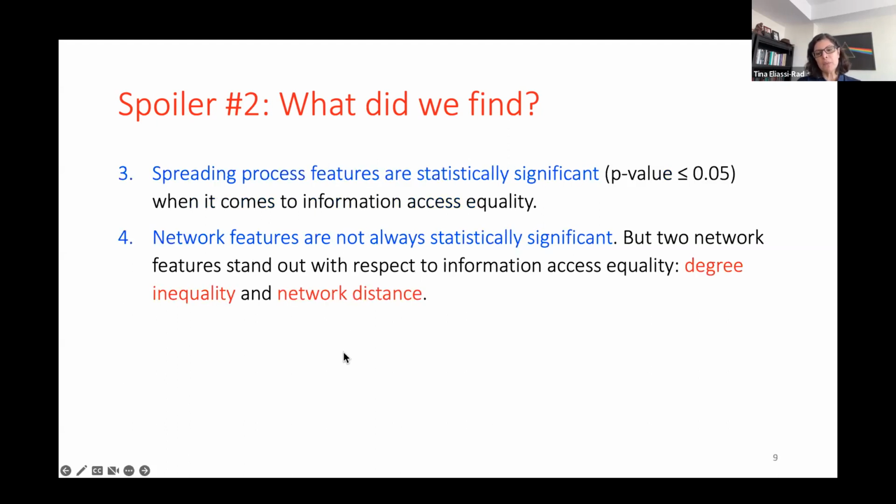And then what we found was that the features of the spreading process are in fact statistically significant when it comes to information access equality, so you really should care about them. But on the other hand, the network features are not always statistically significant. But two of them that stood out in our regression analysis were degree inequality and network distance. So degree inequality, you can think about, for example, the earth mover distance between the degree distribution among the majority group and the minority group of the nodes. And network distance, you can think of it as average shortest path or diameter of the network.